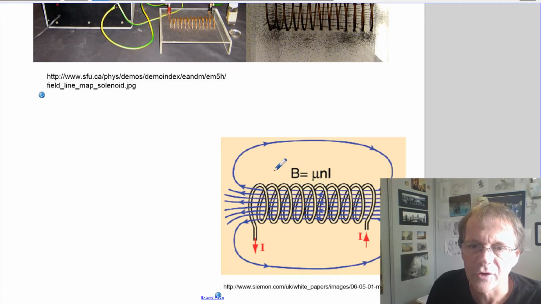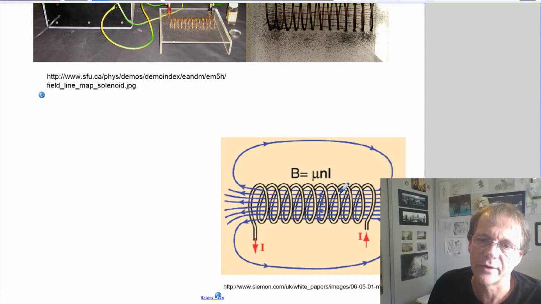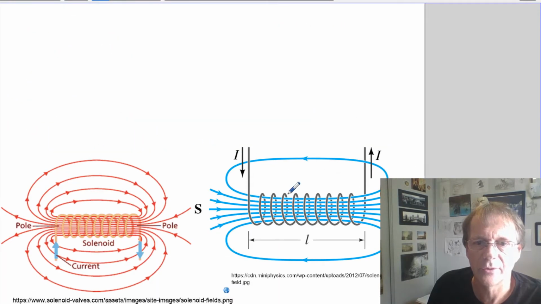There is a formula for this you could use. The magnetic field inside the solenoid would be a constant times the number of turns times the current in the conductor itself. Okay, so they're the three you've got to be able to draw. Can I draw the field around a solenoid?